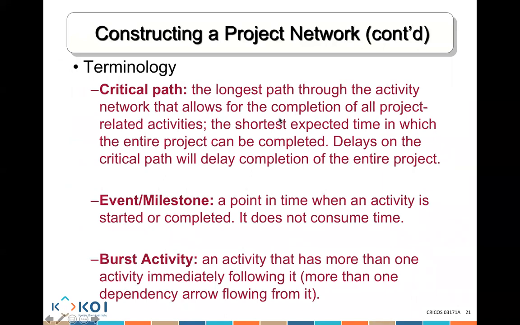So the critical path is the longest path throughout the activity network that allows for the completion of all the project-related activities. It is the shortest expected time that the entire project is going to take to be completed. If one task on a critical path is delayed, the completion time of your project is going to be delayed. That's something to bear in mind because these things are really related.